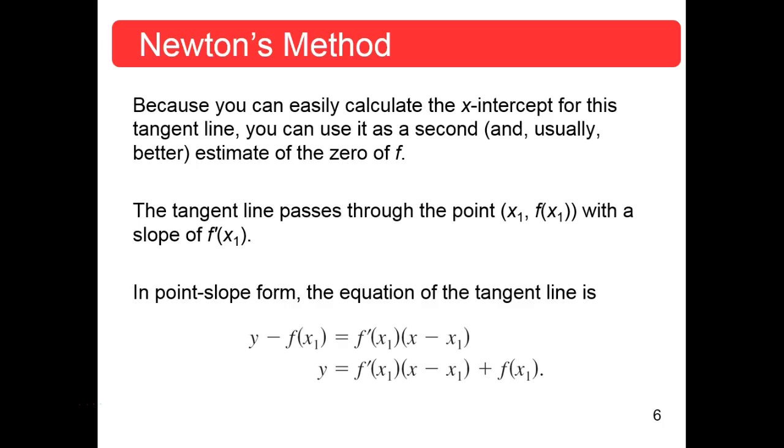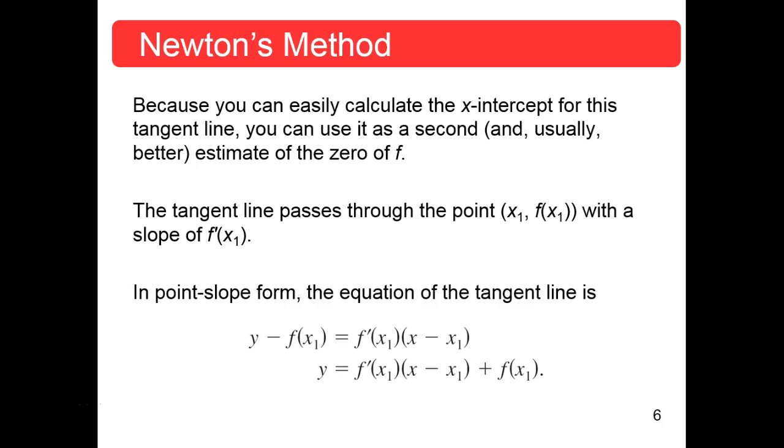Because you can easily calculate the x-intercept for that tangent line, you can use it as a second and usually better estimate of the zero for f. The tangent line passes through the point x1, f of x1 with the slope of f prime of x1. In the point slope form, the equation for the tangent line is y equals f of x1 plus f prime of x1 times x minus x1. So y is f prime of x1 times x minus x1 plus f of x1. That's your y value.